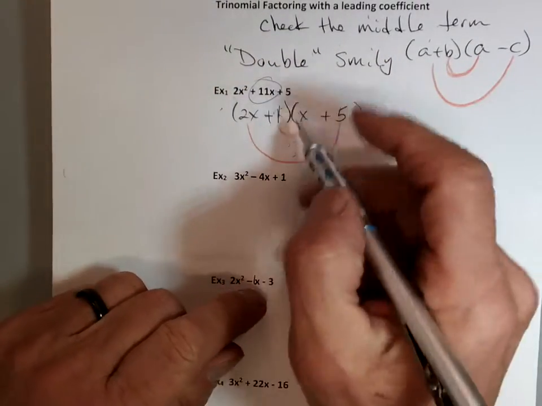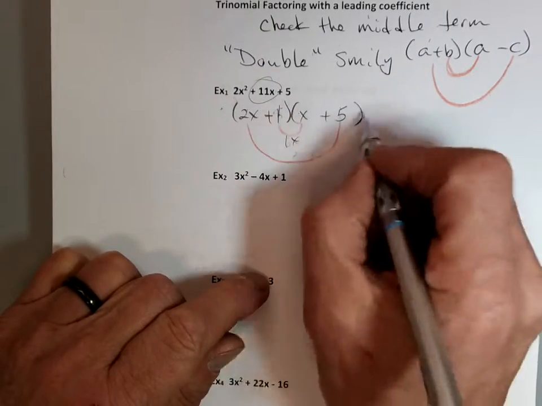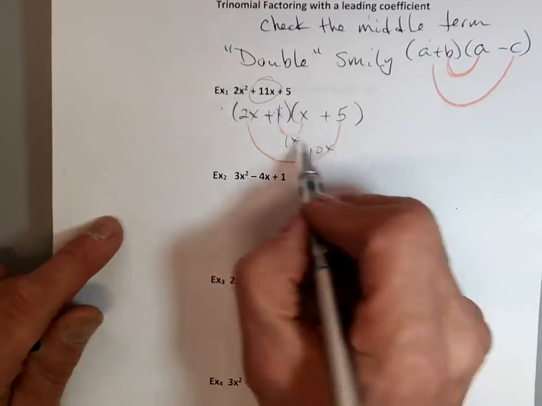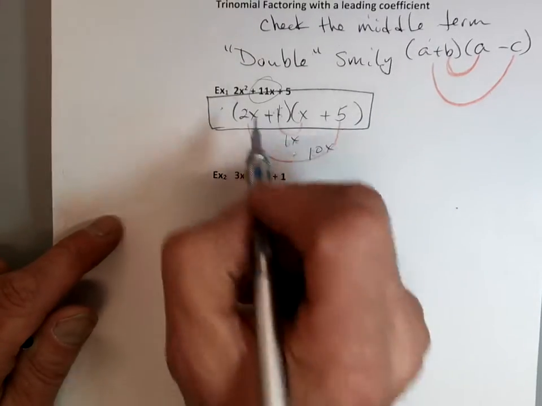So 1 times x is a 1x. 2 times 5 is a 10x. And if I add them together, I get an 11. This is the correct answer.